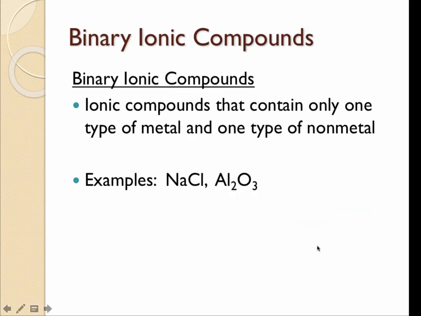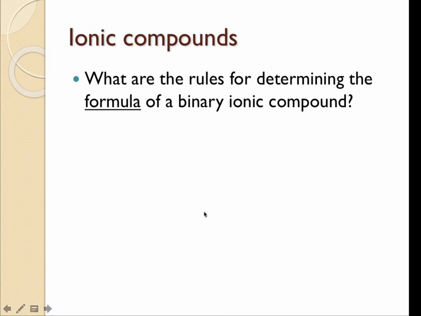So, binary ionic compounds. Binary means 2, so a binary ionic compound contains 2 elements. One type of metal, one type of nonmetal, just 2 elements. What happens if I need to determine the formula for a binary ionic compound?